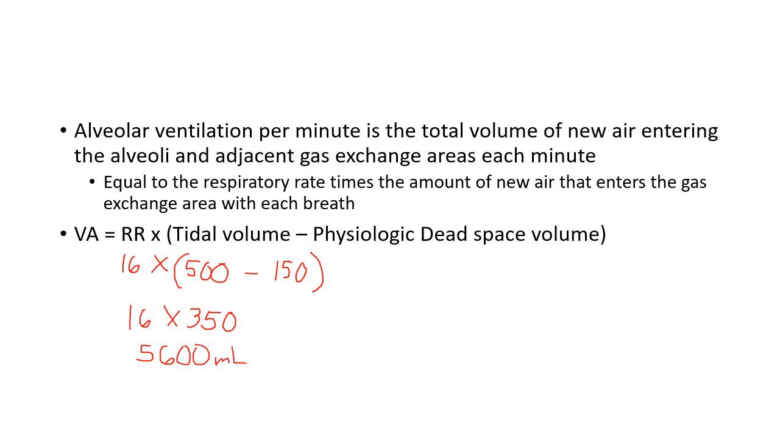So what does that mean? Each minute, 5,600 ml of air reaches the alveolus and replenishes the alveolar air so that oxygen from the environment can continuously go into the blood and carbon dioxide from the blood can continuously leave the blood and go into the ambient air when it is expired.